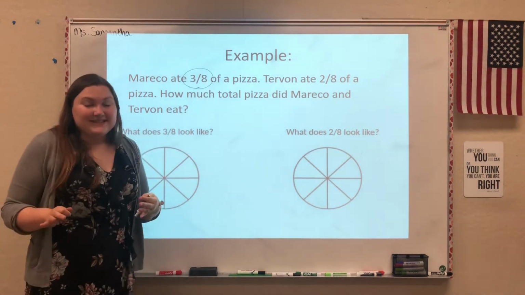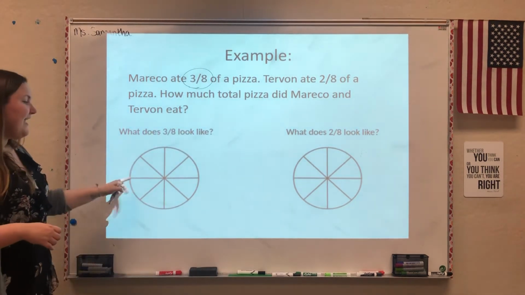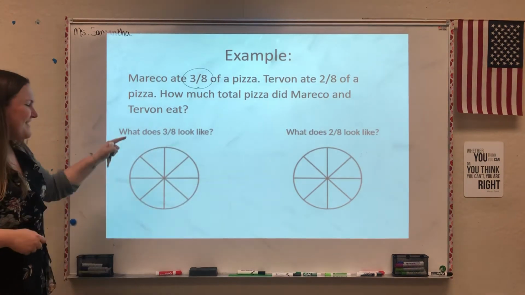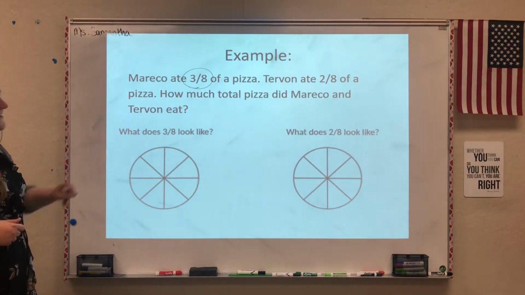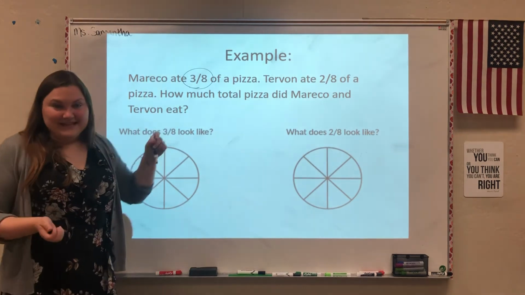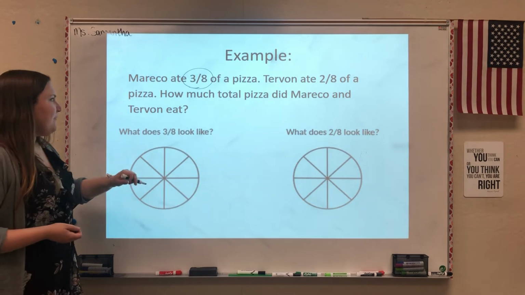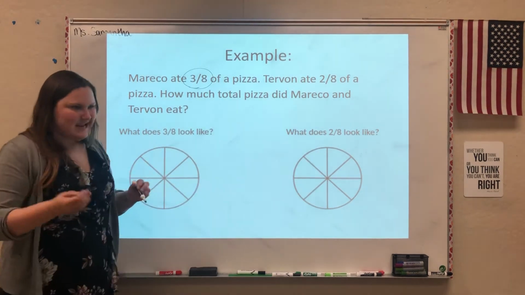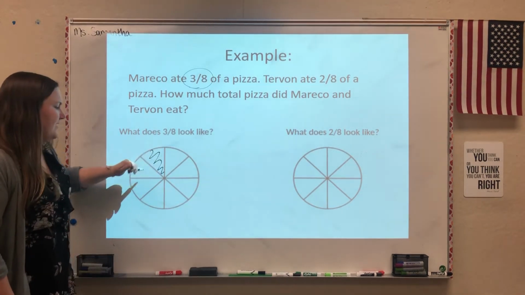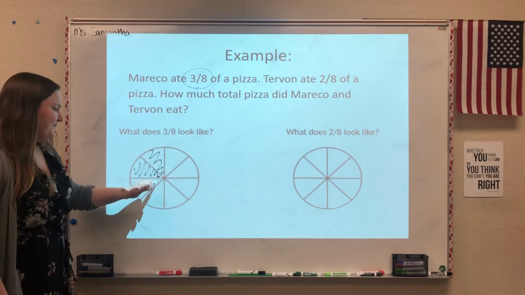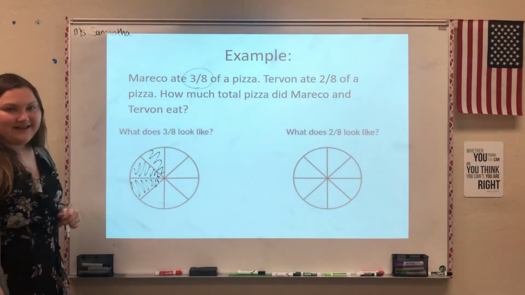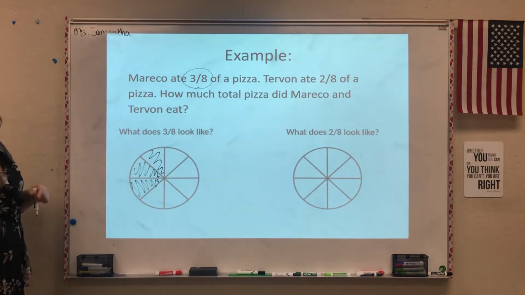I just want to pause and think about, what does that look like? Well, I've gone ahead and given us a circle that's divided up into 8 parts. If he ate 3/8 of a pizza, he means he ate 3 of those 8 parts. So if I wanted to draw a picture of what he ate, 1, 2, 3/8 of the pizza. He ate that black part right there.